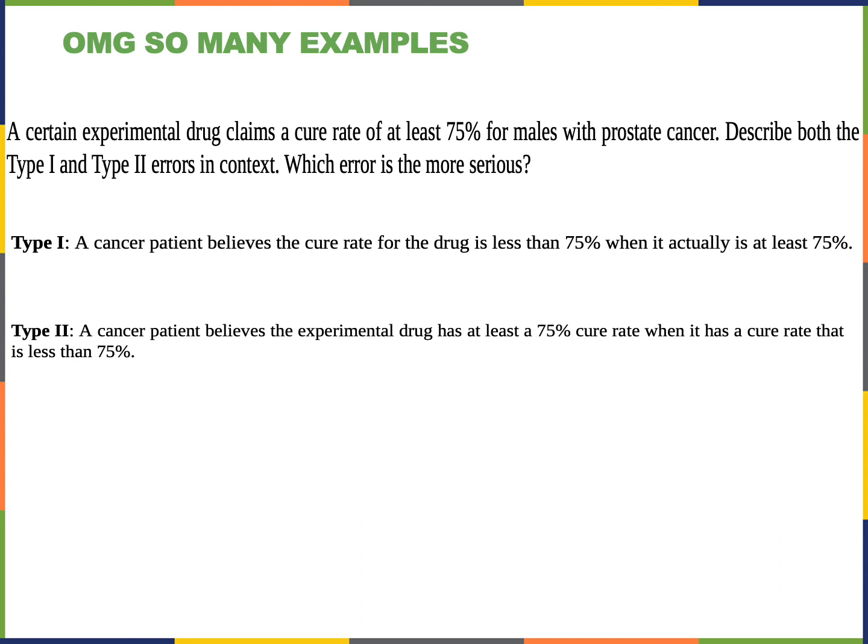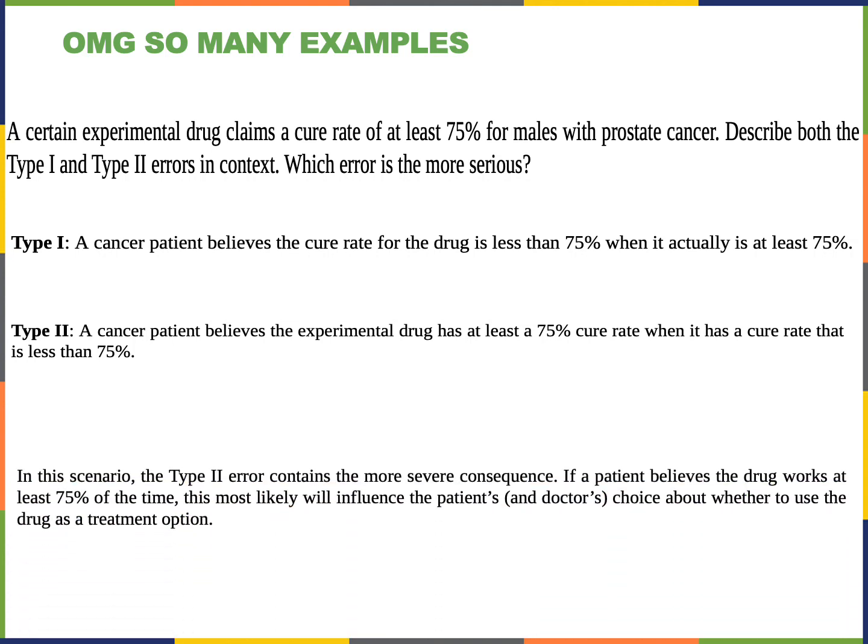So type 2 error would be the cancer patient believes the experimental drug has at least a 75% cure rate when it actually has a cure rate that is less than 75. So which one of these do you think is the more serious? Now, in this case, type 2 error is more serious, right? Because the patient thinks the drug works at least 75% of the time. They probably would use that drug, right? And in fact, it doesn't, and I am thinking of a particular drug that everybody said was super helpful in fighting coronavirus, but it ended up not being that way. So I'm sure you can think about it and see how important this kind of situation would be. It could cost lives, right?